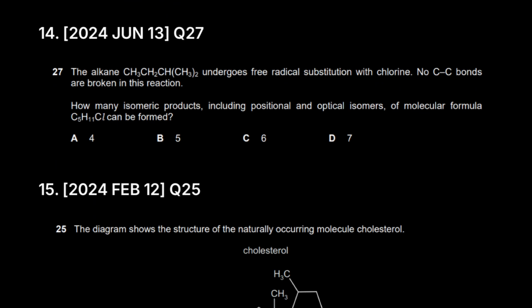The alkene CH3 whole twice undergoes free radical substitution. You'll learn that later on with chlorine. And he's saying no CC bonds are broken in this reaction. How many isomeric products, including positional and optical, of molecular formula C5H11Cl can be formed?